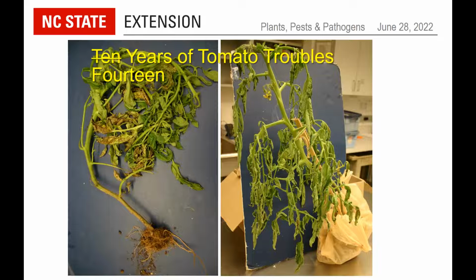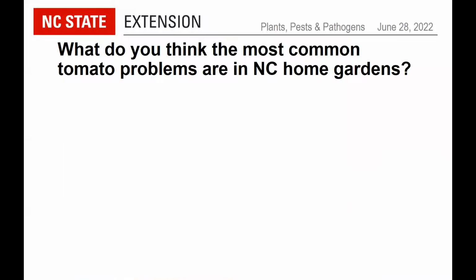Here are two examples of some tomato problems that we have encountered over the years, but I want to actually start out, and with so many people on the Zoom call, we can't really go on and have everyone contribute to this. I'm going to ask each person who's logged in, or each group of people, if you're sitting there with other Master Gardener volunteers, to come up briefly with what you think are the top 5 tomato problems that we've diagnosed in North Carolina home gardens over the last 14 years.